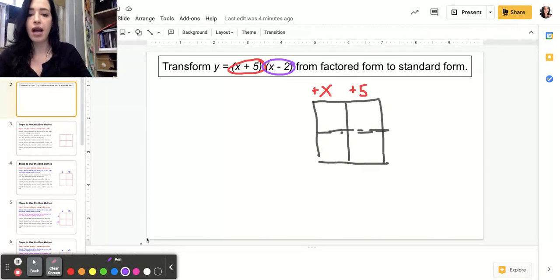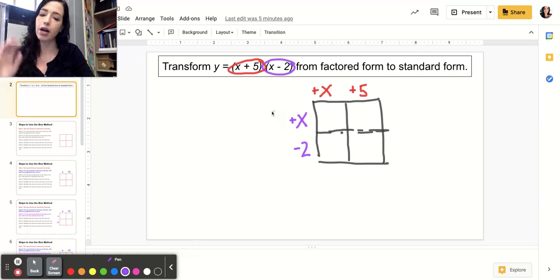Next, I'm going to take the second factor, x minus 2, and I'm going to put it on the side of the box. So I'm going to put x here. Again, I can put a plus here just to show us it's a positive x. And I'm going to put the negative 2 or the minus 2 there. All right, so you've already done steps 1, 2, and 3. Make the box, put one of the binomials up top and one of the binomials on the side.